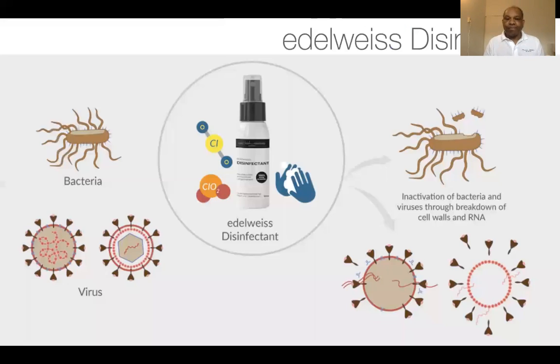What about the time? How does it kill? Once Edelweiss is sprayed on the hand that contains a pathogen, the Edelweiss disinfectant breaks the bacterial wall, thereby causing the contents of the bacteria to come out, killing the bacteria. With regards to viruses, it interferes with or breaks down the RNA, thereby killing the viruses.